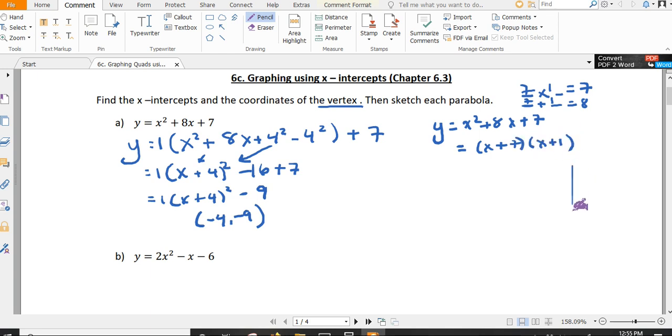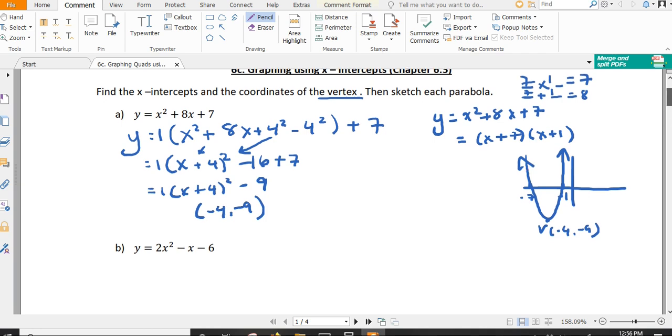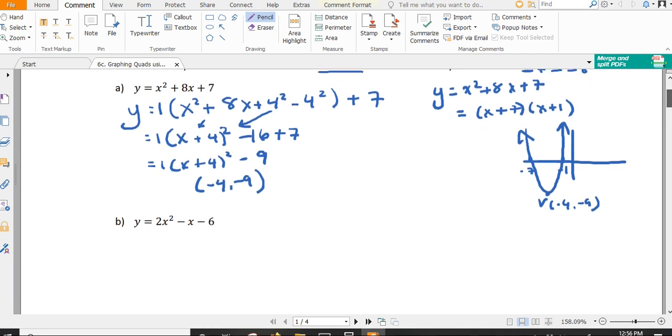Which means my x-intercepts are at negative 7 and negative 1. Now if I wanted to draw a sketch, one x-intercept would be at negative 7, one at negative 1, and the vertex will be at negative 4, negative 9, which means it'll be down here. And because the a value is positive, I know this is going to be facing up. And there's my parabola.